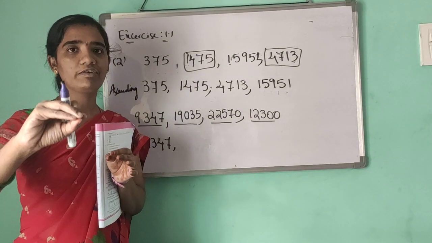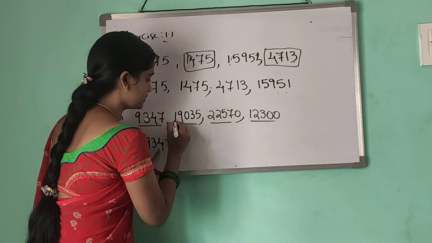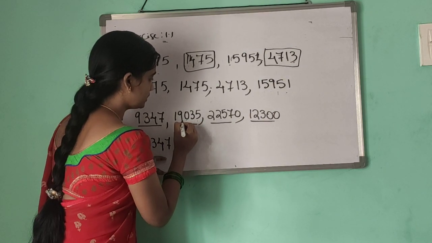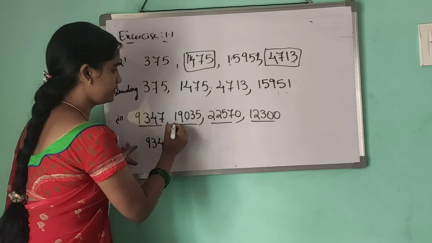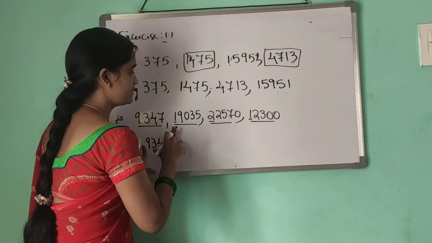The remaining numbers all have 5 digits. So let's compare all these numbers. Check first: tens, hundreds, thousands, ten thousands. Start with the 10,000 positions. Check the 10,000 positions. Which is the smallest one?